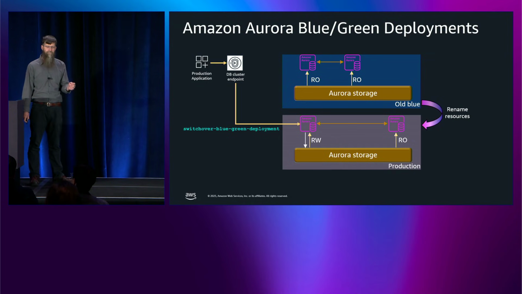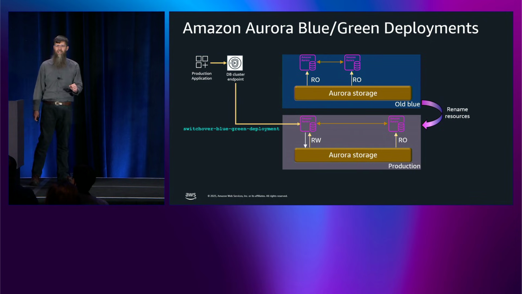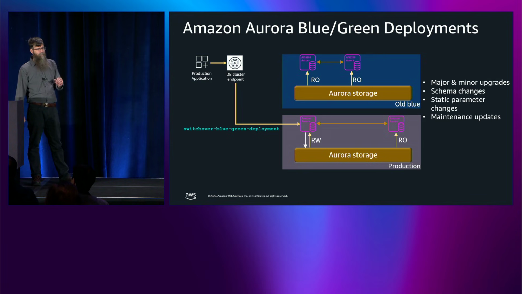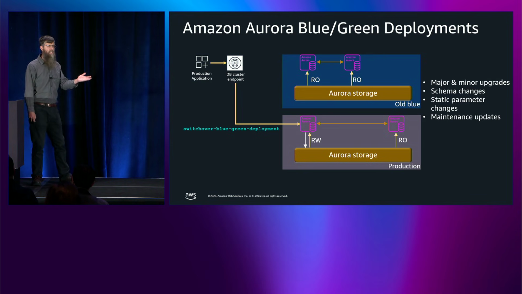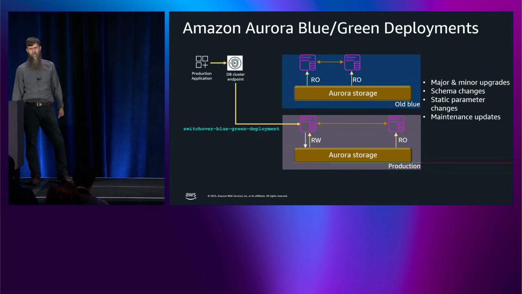So that's Aurora blue-green. It's a great way to increase your availability when you're doing these major version upgrades. I'd much rather you do the version upgrades rather than stay on an old version. Don't think anybody wants that. Okay. And it's useful not just for version upgrades. It's useful for schema changes, static parameter changes, maintenance updates, anything else that you think is a bit too risky to do in place and you want some blue-green protection from, you can use a blue-green deployment.